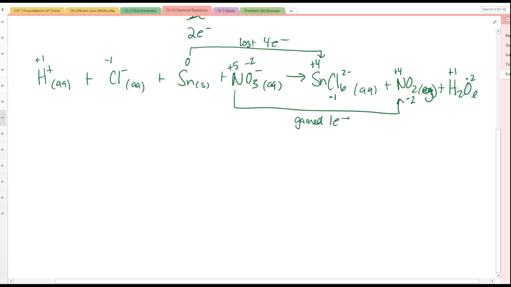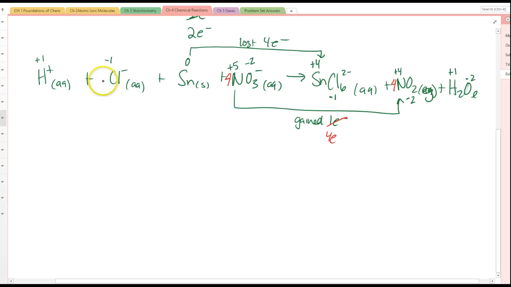And in order to do that, we're going to look and see that we need to have 4 nitrates. So I'm going to use another color, put a 4 here in order to make this 4 electrons, which means we have to put a 4 there. Now we just balance the rest of it.